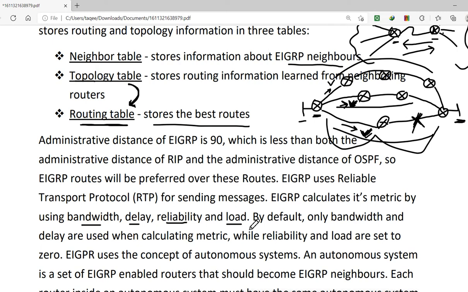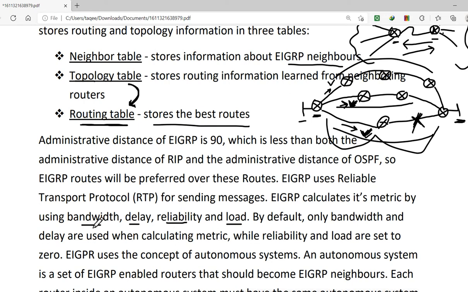By default only bandwidth and delay are used when calculating the metrics, while reliability and load are set to 0. So it does not use all these metrics every time. By default when we configure EIGRP, to calculate the metrics it uses bandwidth and delay. It does not use reliability, load or MTU. It uses them only when we configure it to.